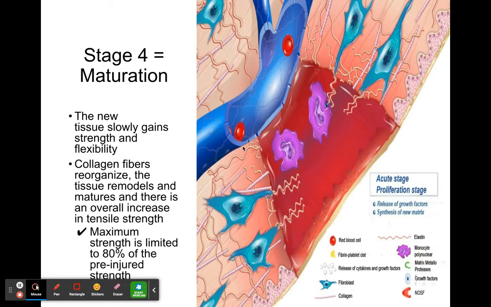And lastly, stage four is called maturation. So in stage three, the wound is closed and new epithelial cells cover the wound. In stage four, the new tissue slowly begins to return back to normal. So it gains strength and flexibility. The collagen fibers reorganize and the tissue remodels and matures, and then it eventually becomes about 80% of the maximum strength of the pre-injury.